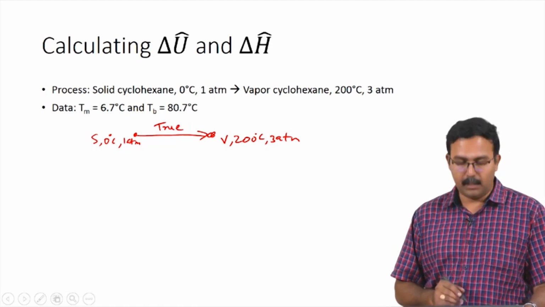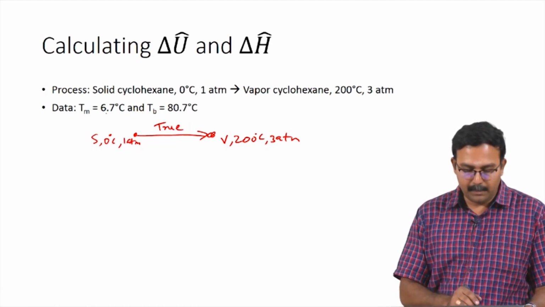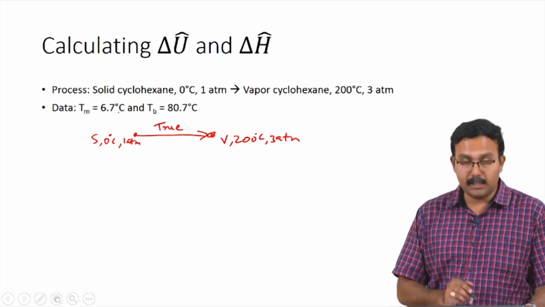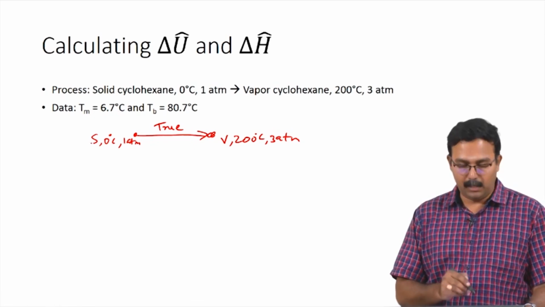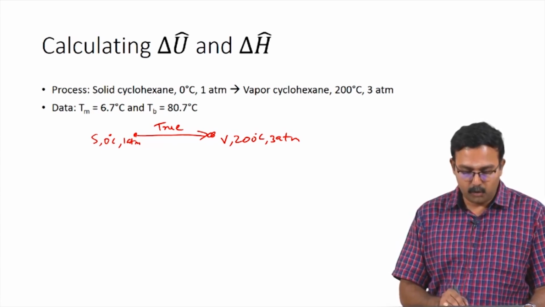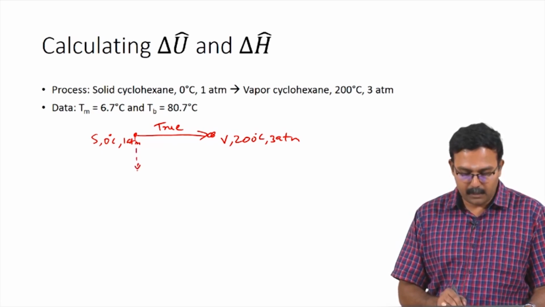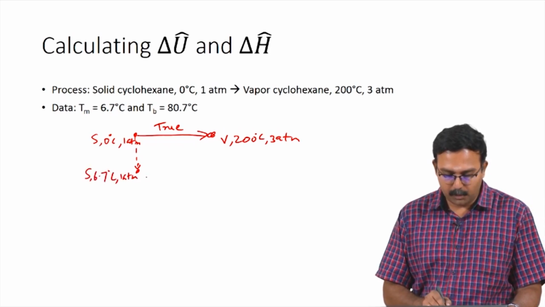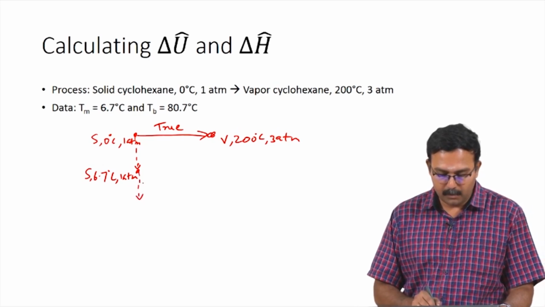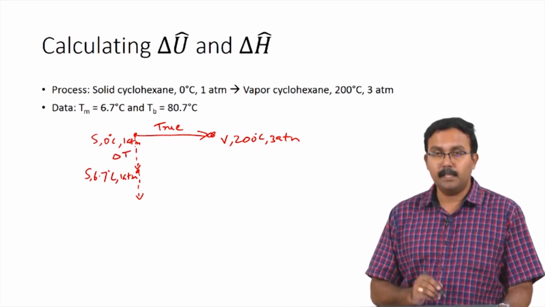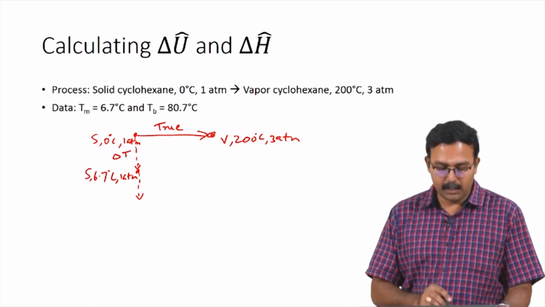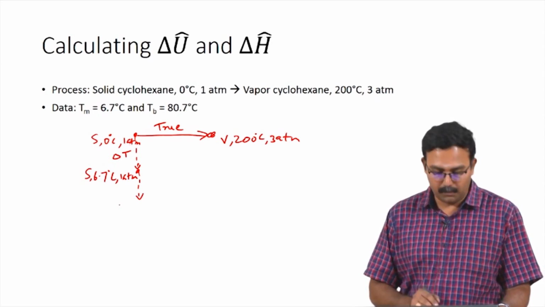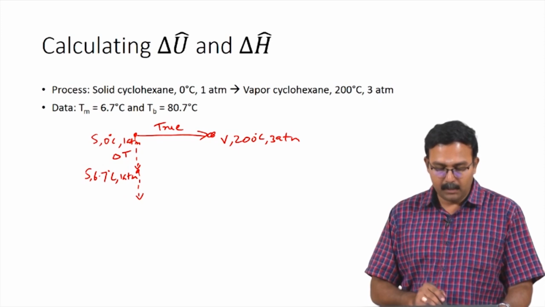Now, we are going to build a hypothetical path. So, we know that melting point is 6.7 degree Celsius. So, the change of phase from solid to liquid has to happen at that temperature. So, let us assume that the first step takes this initial phase to solid at 6.7 degree Celsius and 1 atmosphere. Here in this process what you have is only delta T, only temperature is changing, whereas pressure and phase have not changed. Phase is still a solid and pressure is still at 1 atmosphere. So, the next step, let it be the change in phase.